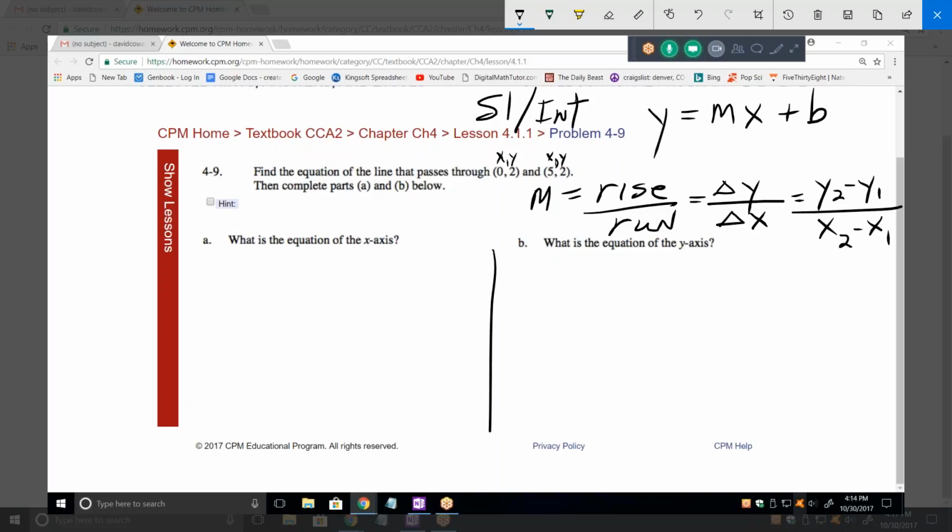Because you know that if I say what's the slope of this line, well, you figure out how much up it goes. That's the rise. And you figure out how far over it goes. That's the run. It is the rise divided by the run. That's what slope is.